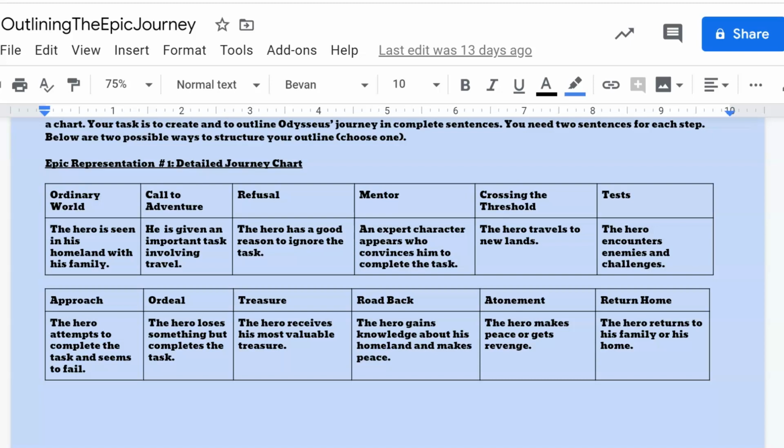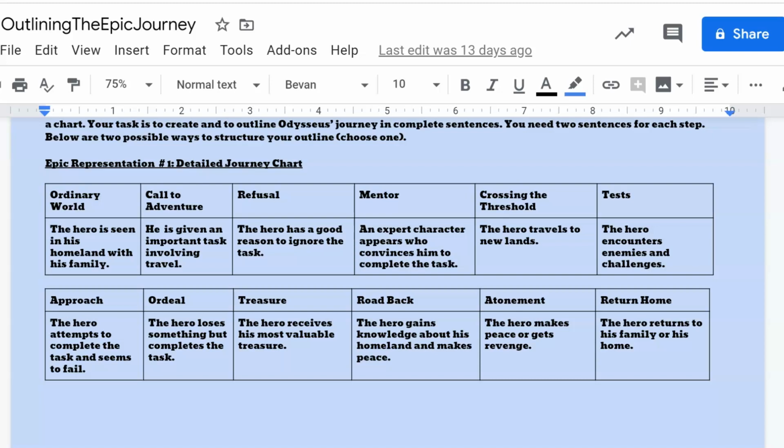And then for number 6, along the way, he is always faced with lots of challenges and tests and enemies. For step number 7, the approach is when he attempts to complete this task, but he seems to fail. He might do this several times over. He might do this once. It just really depends on the film. For step number 8, the ordeal, the hero loses something, but is still able to complete the task at hand.